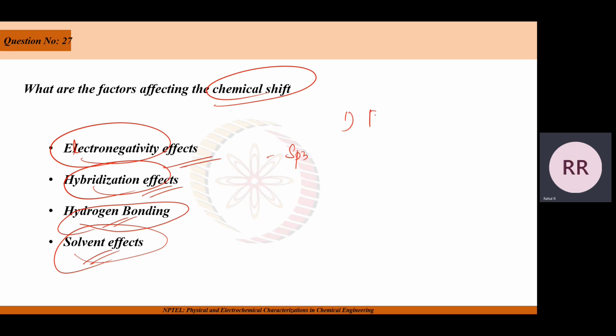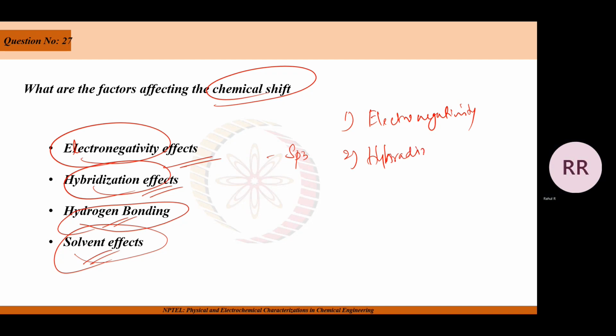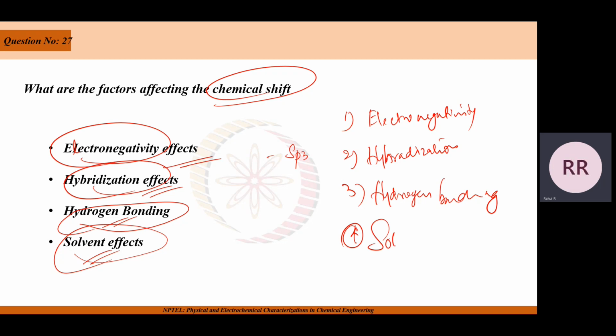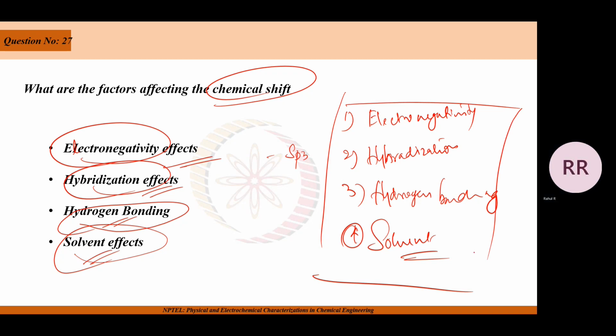So the answer is, first one, electronegativity of the substituents added. Second one is the hybridization. The third one is the hydrogen bonding present in the system. The fourth one is the nature of solvents present in the system. So these are the four major things that actually affect the chemical shift, which is represented as delta, the unit of chemical shift being parts per million. Okay, so I think you guys understood this question.